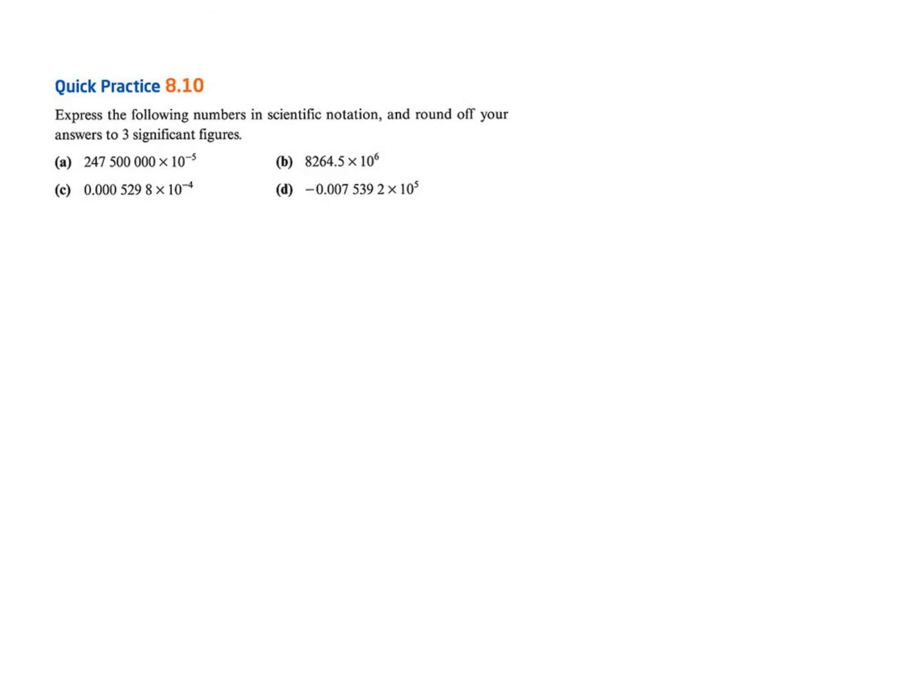Okay, so to do the quick practice on exponent 10, there are lots of methods. The first method is that I express this one in scientific notation first. If I write it, I should have 1, 2, 3, 4, 5, 6, 7, 8. So it should be 2.475 times 10 to the power 8, and then times 10 to the power negative 5. So I have to round off to 3 sig fig.